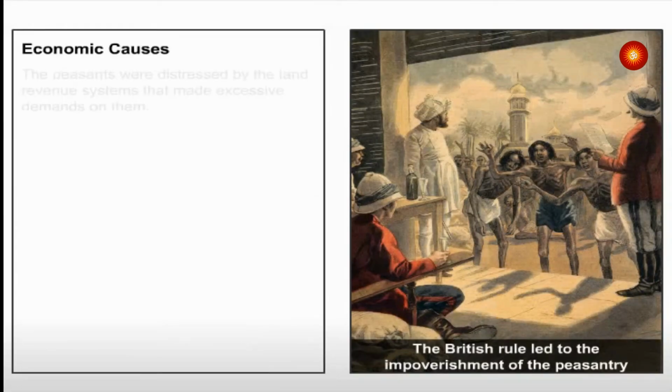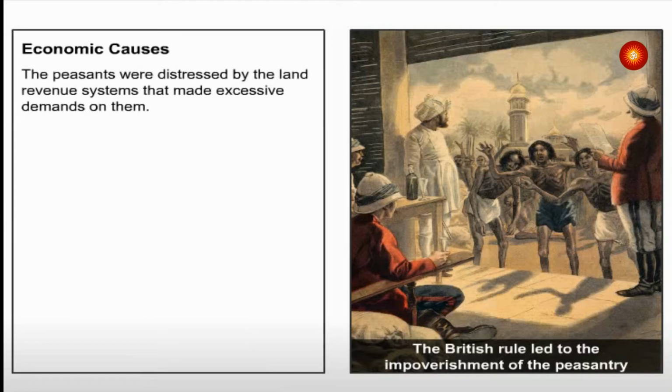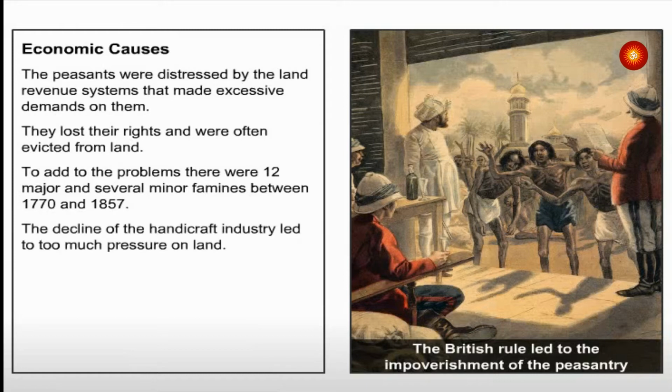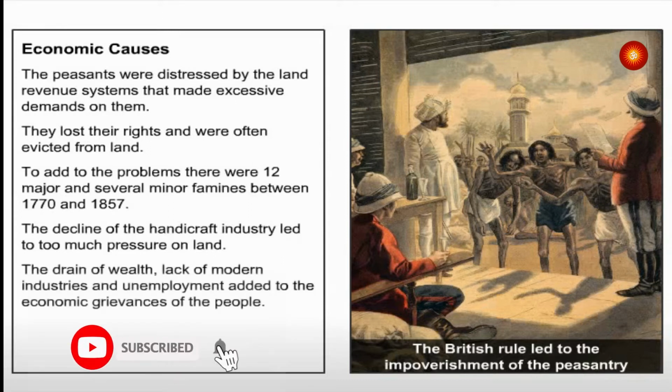Economic causes. The peasants were distressed by the land revenue systems that made excessive demands on them. They lost their rights and were often evicted from land. To add to the problems, there were 12 major and several minor famines between 1770 and 1857. The decline of the handicraft industry led to too much pressure on land. The drain of wealth, lack of modern industries, and unemployment added to the economic grievances of the people.